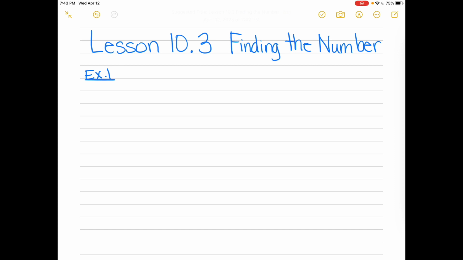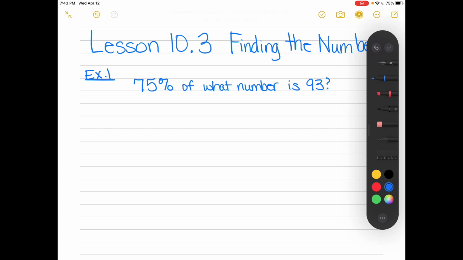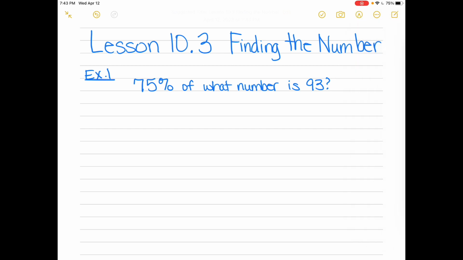So in example 1, the problem says 75% of what number is 93? Once again, we're going to do the same thing we did last time. We're going to write an equation out of these words. Like in the last one, I said find the word is. Here's the word is, so I'm going to put an equal sign.